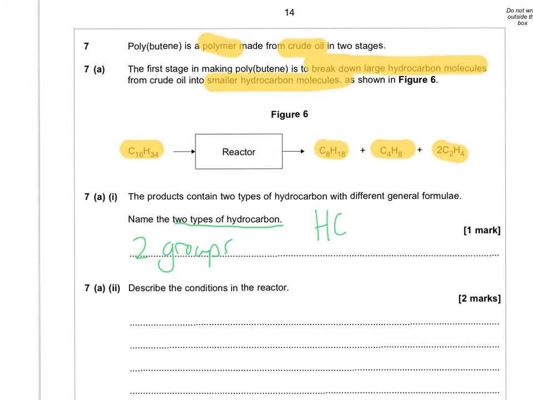Describe the conditions in the reactor. Well, in order to break these things down, in order to get these reactions going, we're going to be thinking about temperature. And then we're going to be thinking about how do we speed this reaction up. So we need to be thinking about catalysts. And you might know the specific catalysts, but I think we could get away with this one with just saying catalysts.